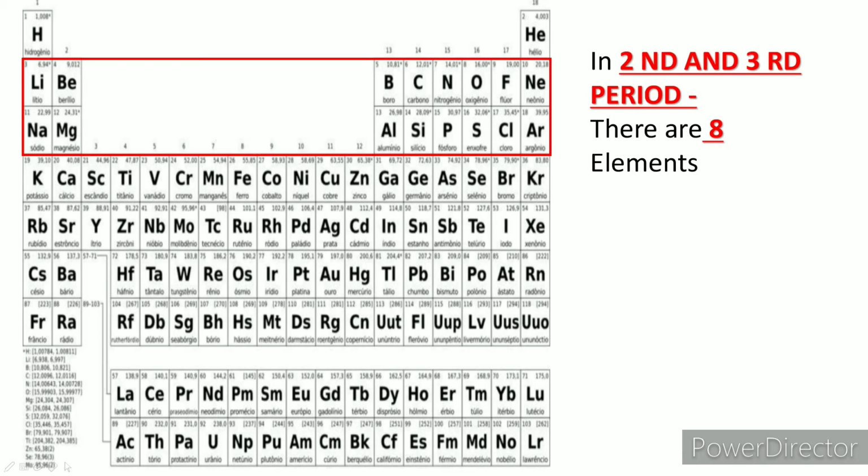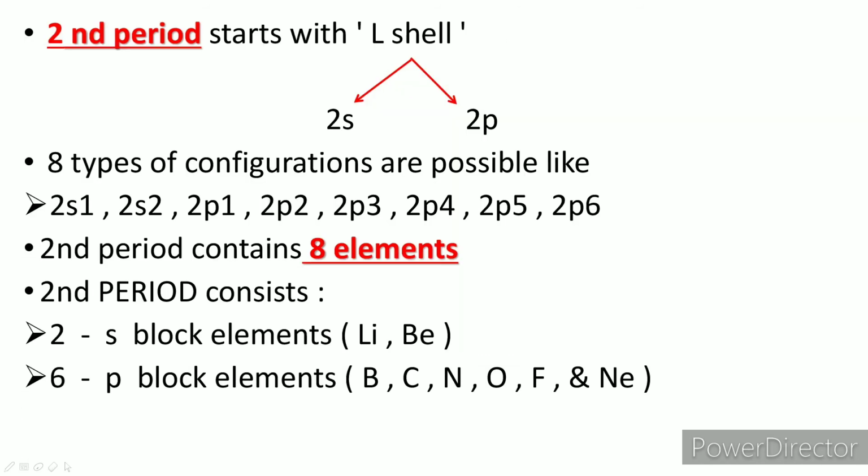The second period starts with L. It has two subshells, namely 2s and 2p. 8 types of configuration are possible, 2s1 to 2s2 and 2p1 to 2p6. The second period consists of 2 s block elements, lithium and beryllium, and 6 p block elements, boron, carbon, nitrogen, oxygen, fluorine, and neon. Total 8 elements.